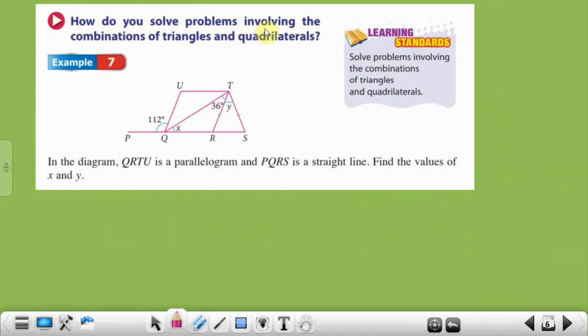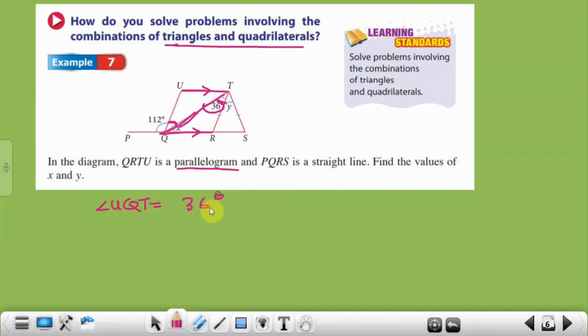Next, how do you solve problems involving the combination of triangle and quadrilateral? In the diagram, QRTU is a parallelogram. PQRS is a straight line. Find the value of x and y. First of all, this is parallel to this, so I can see here we have an alternate angle. So angle UQT is equal to 36.